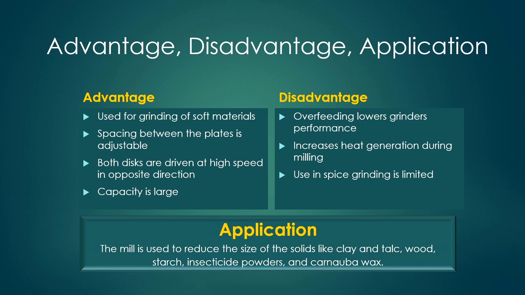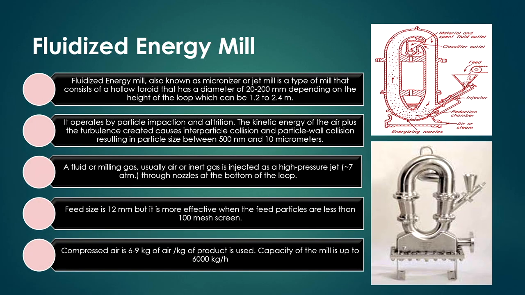This attrition mill has the advantage of being used for grinding of soft materials, whereas overfeeding lowers the grinder's performance. And also the capacity is very large, this is an advantage, but use in spice grinding is limited here. This mill can be used to reduce the size of solids like clay and talc, wood, starch, insecticides, powders, and also some other abrasive materials.